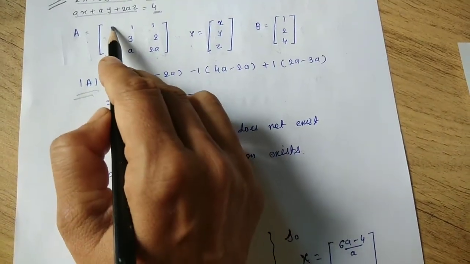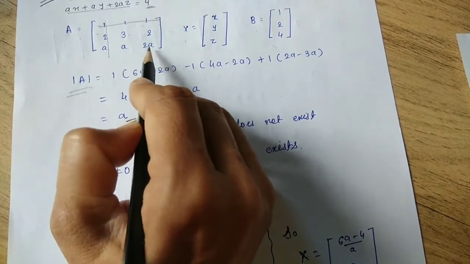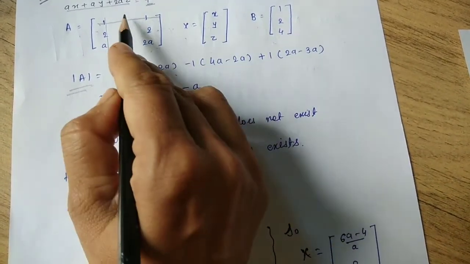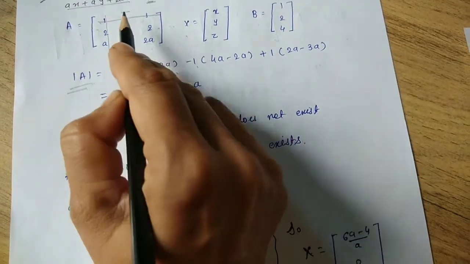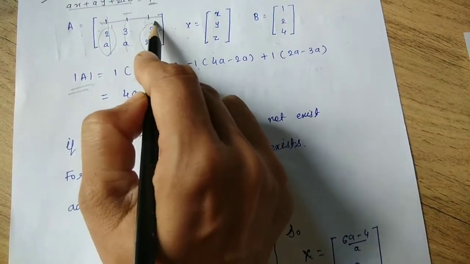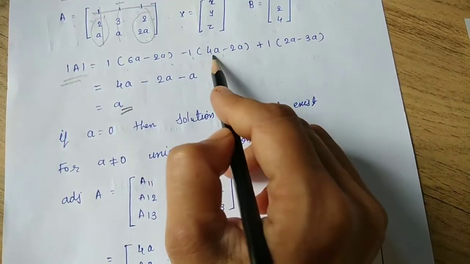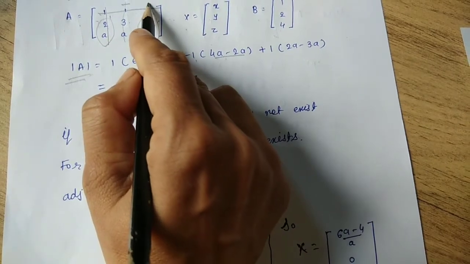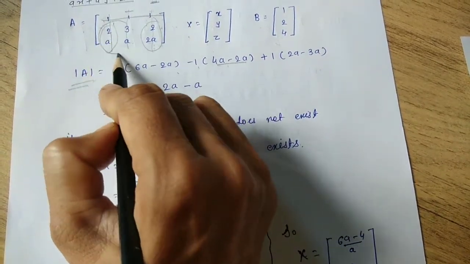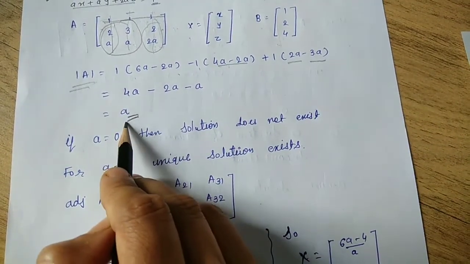कैसे find किया है हमने? First delete the row and the column. So you get 3 2s are 6 minus 2a. Then minus 1. Delete the row and the column, you get 2a and 2a. So क्या होगा ये? 2 2s are 4a minus 2a plus 1. Again delete this row and column, so we get this. So 2 into a, 2a minus 3a. So we are getting a.